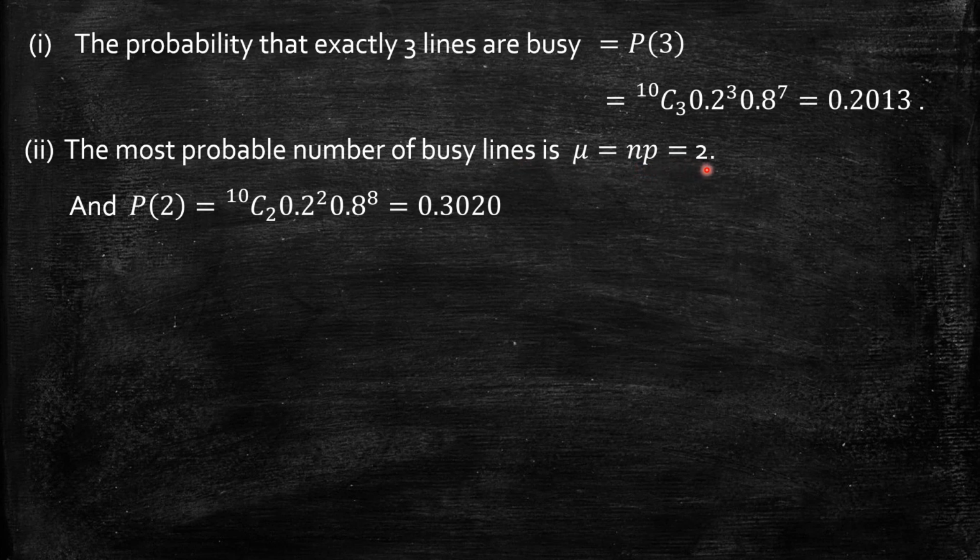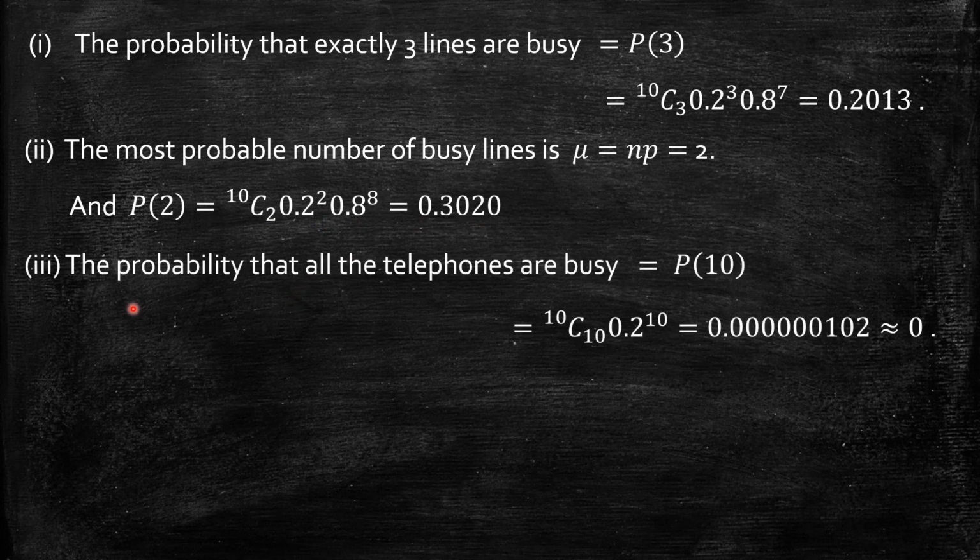Therefore the probability of this is nothing but p of 2. We substitute in 10Cx 0.2 power x 0.8 power 10 minus x, which gives, by substituting x equal to 2, 10C2 0.2 square 0.8 power 8. By calculating we get 0.3020. This is the probability of the most probable number of lines busy, 0.3020.